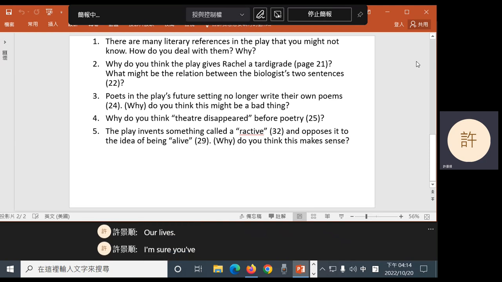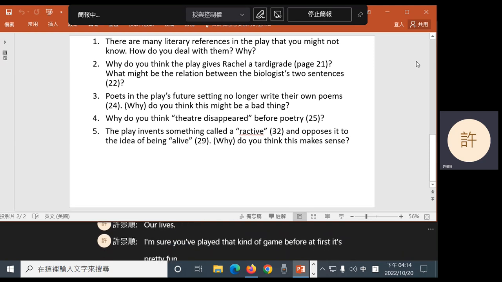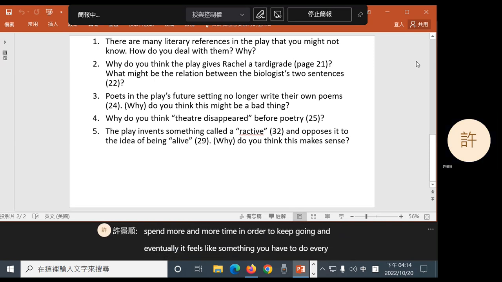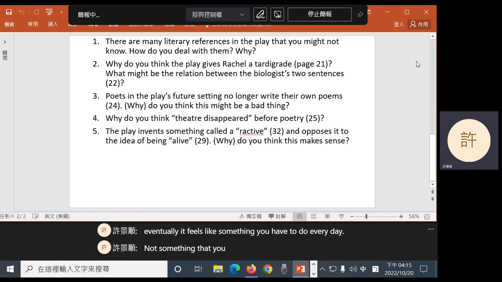I'm sure you've played that kind of game before. At first, it's pretty fun, but it gets harder and harder, and you have to spend more and more time in order to keep going. And eventually, it feels like something you have to do every day. Not something that you want to do, but if you don't play that day, then you lose your progress or something like that. Think about games where you have to gain experience, or where you have to join a daily activity, or you have to join at a certain time during the day in order to meet your friends. In that case, the game that you're playing no longer feels fun. It feels like an obligation, like a chore, something you have to do every day and tick off your list.